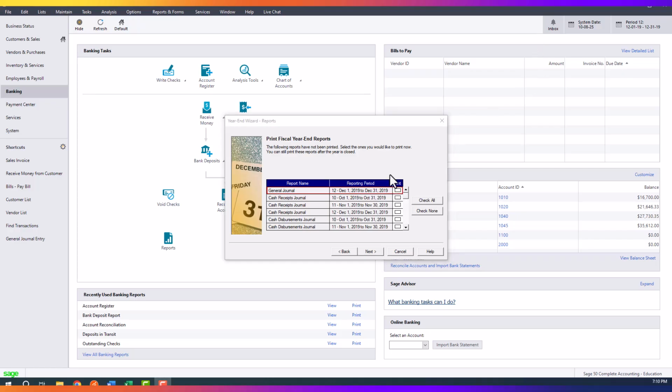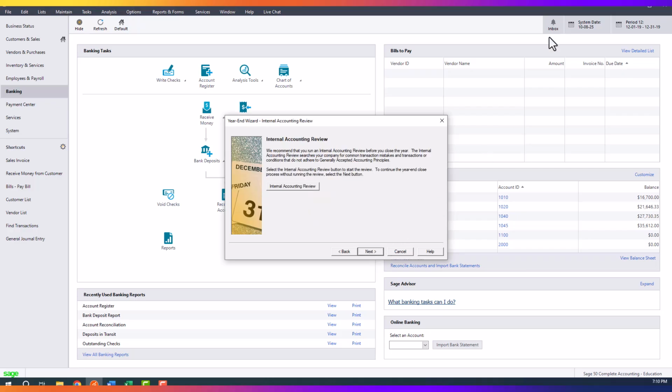This window is asking us if we want to print off anything. We don't, so I don't think anything's checked, but you can hit the check none button to make sure that you're not going to print anything, and then hit next. This software has an internal accounting review which will search the company for common mistakes, and it's a good idea to investigate that in practice, but for our purposes we're not going to go through that. We're just going to hit next.